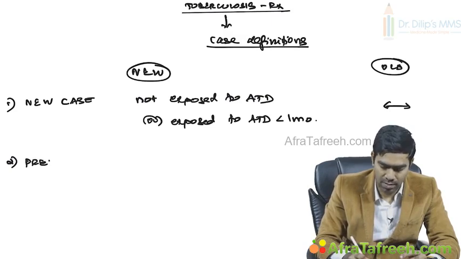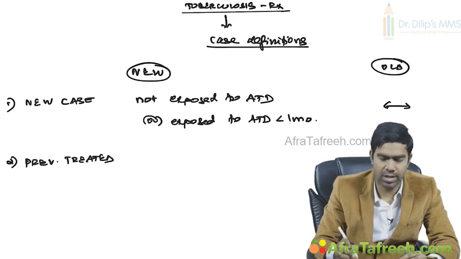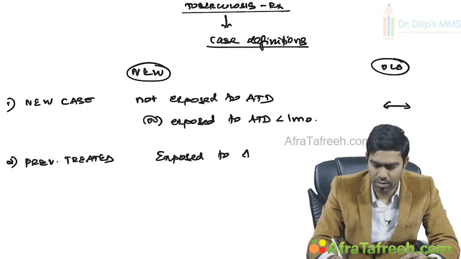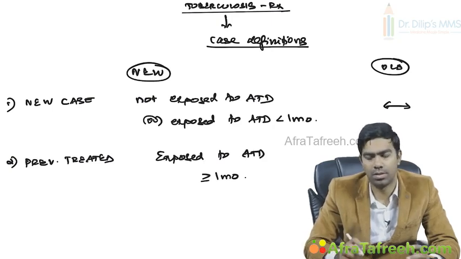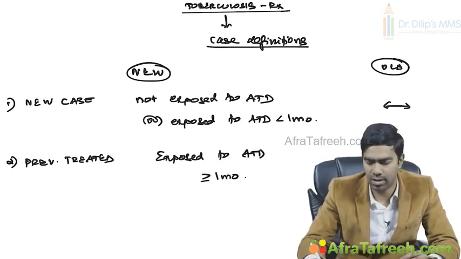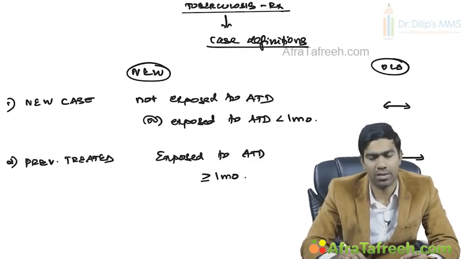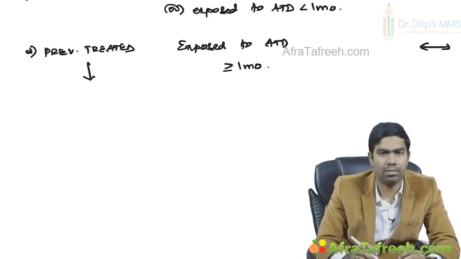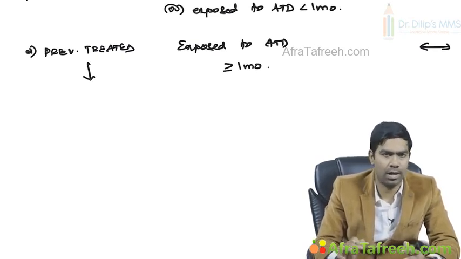And second one, we have a category called previously treated cases. A previously treated case, very simple definition: those who have been exposed to antitubercular drugs, or who have been treated with antitubercular drugs, for more than or equal to 1 month in the past. So this is what we refer to as a previously treated case, and there is no difference from the previous guideline as well. But under the previously treated case, we have some sub-classifications and subcategories.